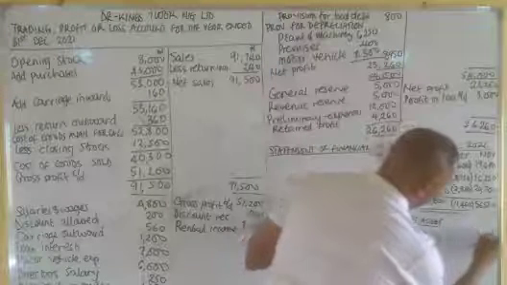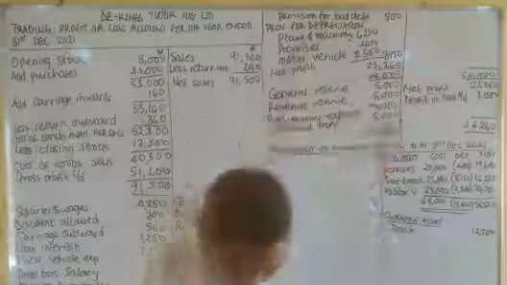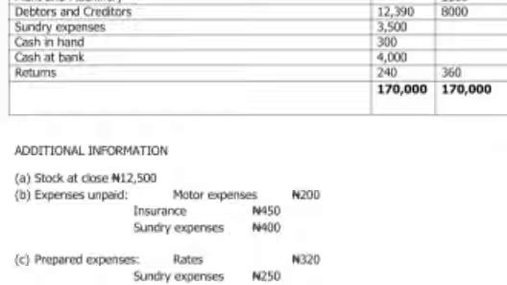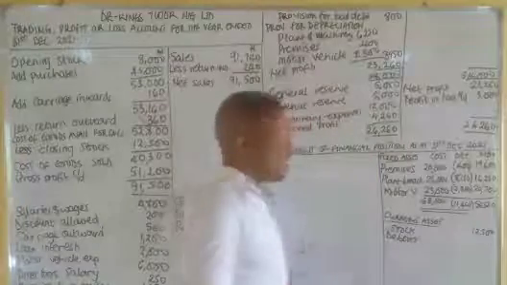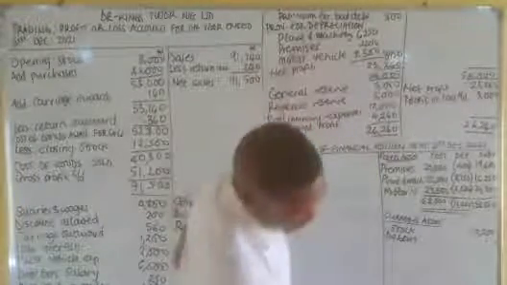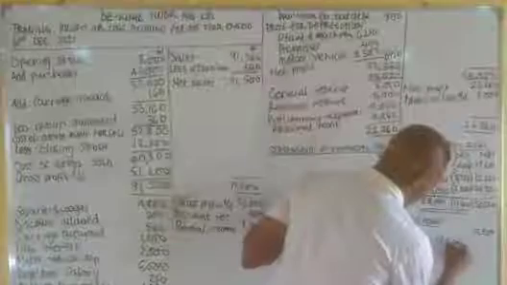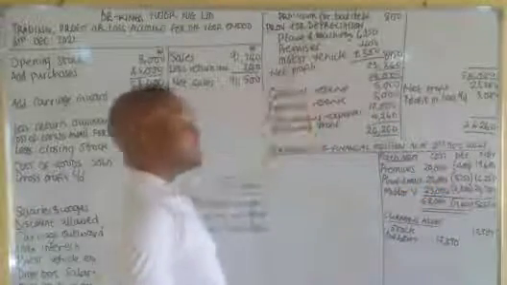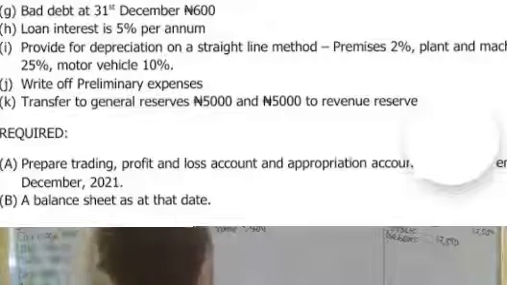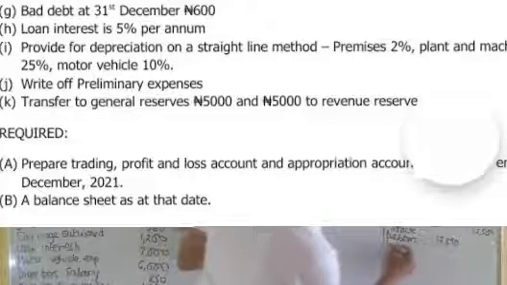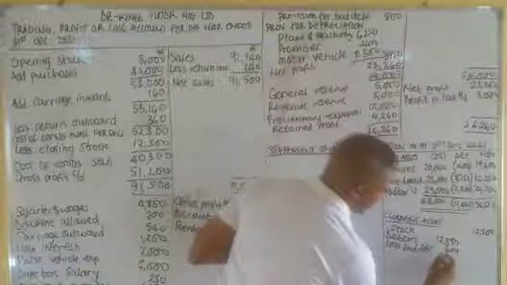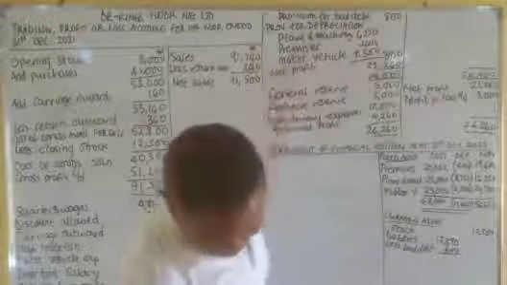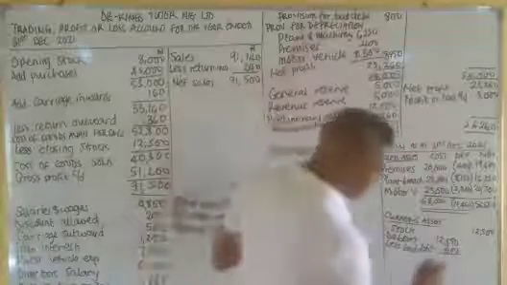12,500. Why? The next one is our debtors figure. The debtors figure from the trial balance is 12,390. But you remember we have a bad debt in the additional information that they said we should write off. That is 600. So let's see it first. Less bad debt, 600. So 12,390 minus 600 will give us 11,790.